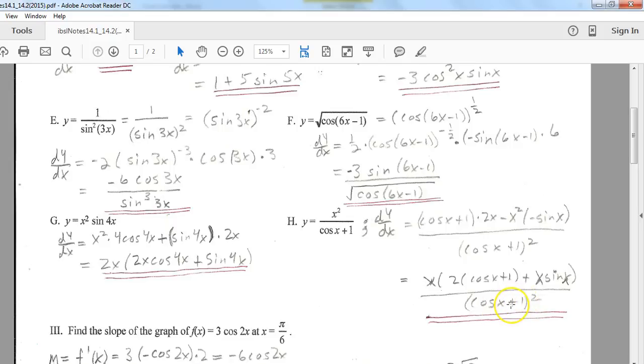Notice you're going to leave this as just a function squared. You don't have to FOIL. Just leave it alone. Keep it like this. On top, if you do want to factor out a common factor, they both had an x in them. And so this would probably be the most appropriate way to write this answer.